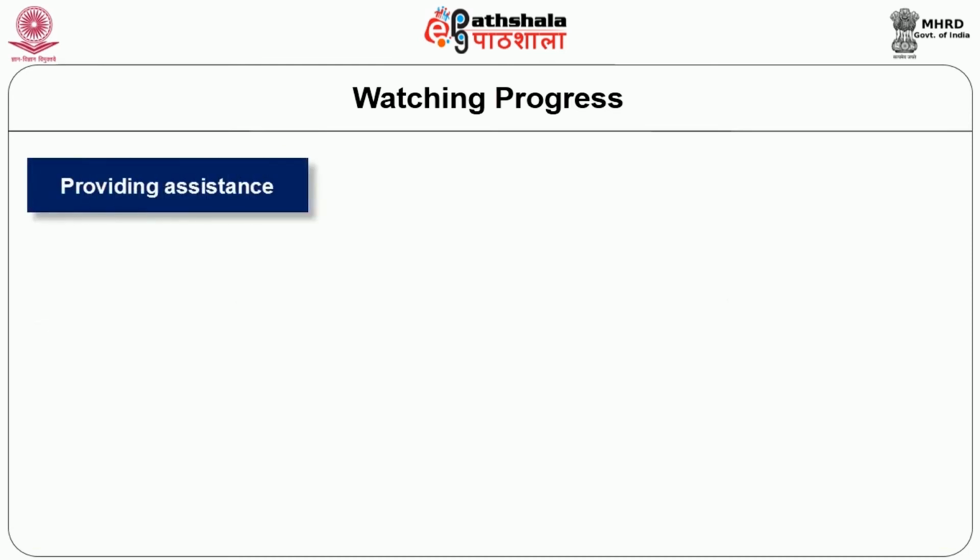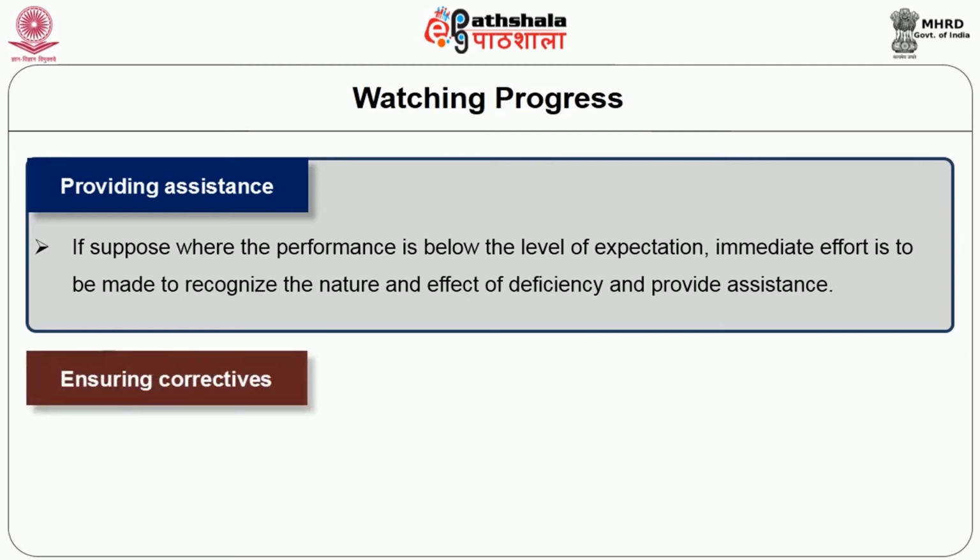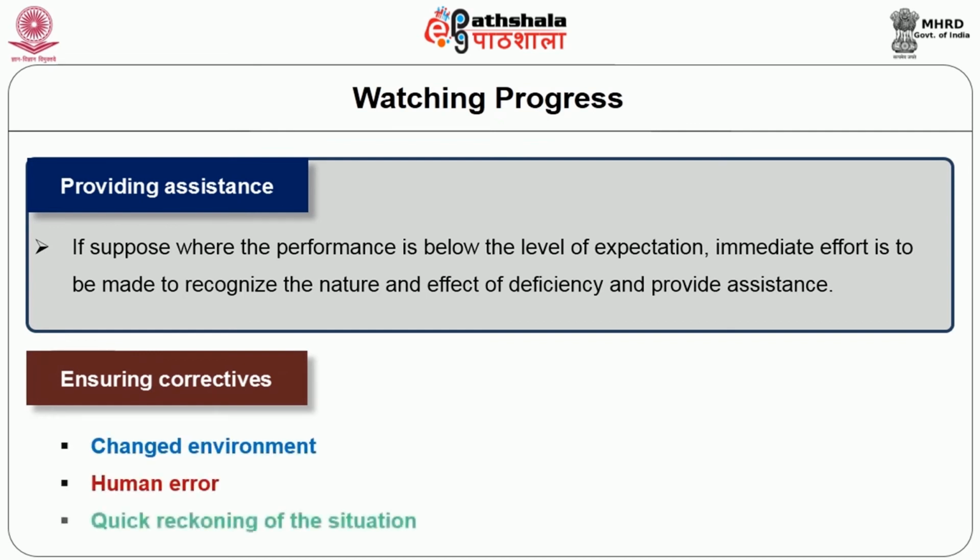Next point is providing assistance. If the performance is below the level of expectation, immediate effort is to be made to recognize the nature and effect of the deficiency and provide assistance. Ensure correctiveness. If there are lapses of some sort, either due to a changed environment or due to human error, quick reckoning of the situation should be done to introduce appropriate correctiveness wherever possible.